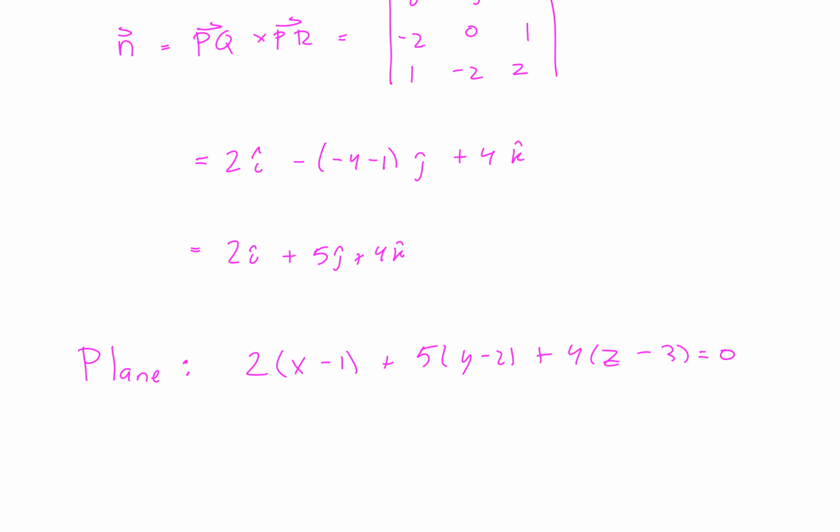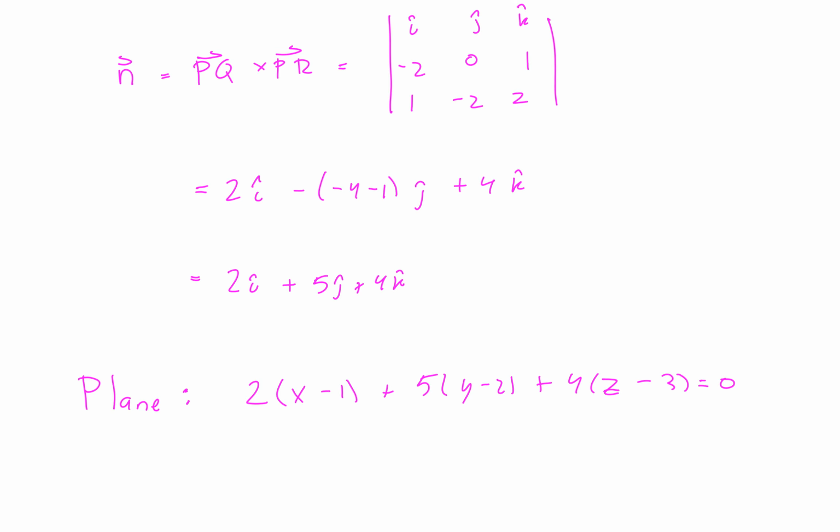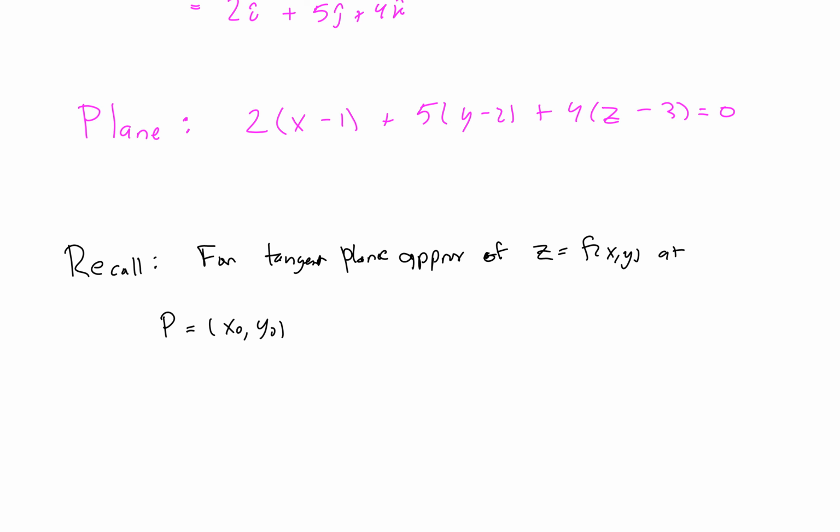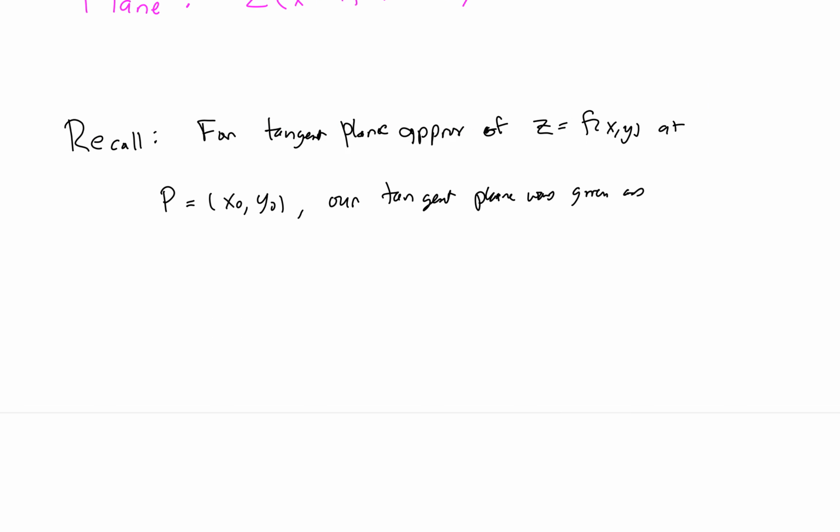So we can also remember back when we did tangent planes, and for our tangent plane approximation, recall that for the tangent plane approximation of, say, z equals f of x, y at P equal to x0, y0, our tangent plane was given as z is f of x0, y0 plus the partial with respect to x plus the partial with respect to y, like this.